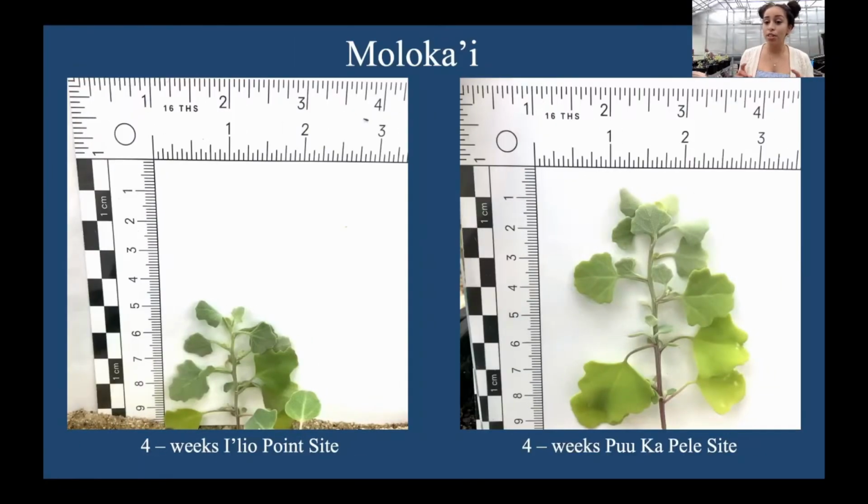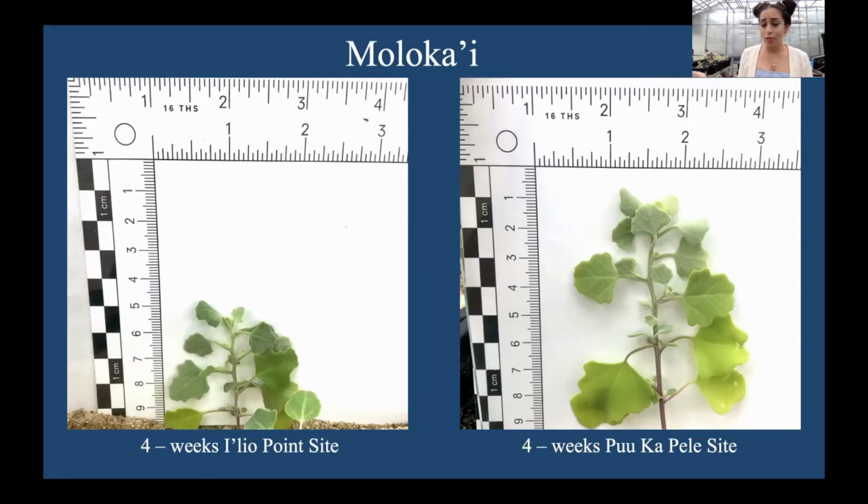Here we have 2 images of 2 different populations on the island of Molokai, both at 4 weeks worth of growth. On the left-hand side, we have our Elio Point population, which exhibits a prostrate growth habit. So creepy crawly, grows close to the ground. It has thick, succulent leaves. On the right-hand side, we have our Puka Pele site. They grow erect, so straight up and down, and you can see that the leaves are noticeably bigger.